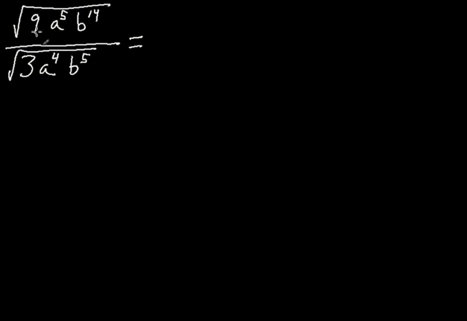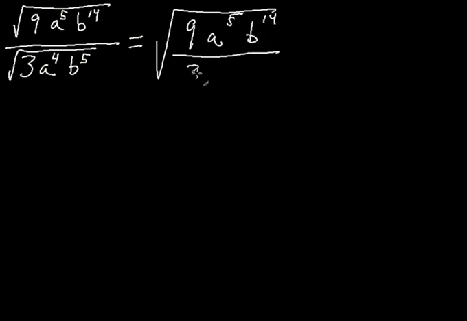And even more strategically, you have 9 over 3, so you can simplify, a to the 5th over a to the 4th, simplify, and then b to the 14th over b to the 5th. So let's put them all inside the same square root by the quotient rule. Let's see what we get.